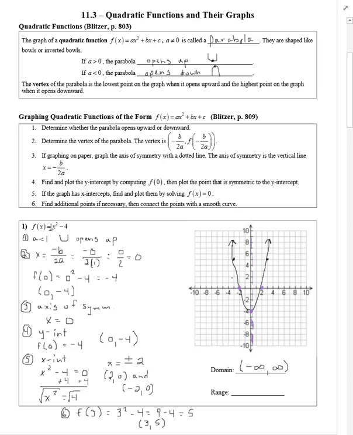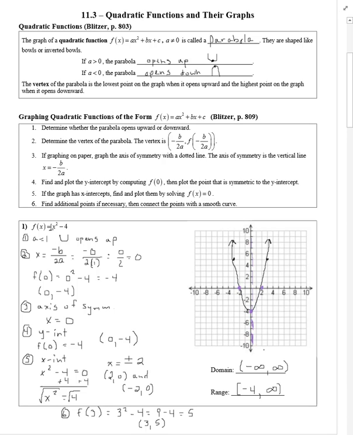Our range, you notice it goes up forever, but it doesn't go any lower than -4. The range is all the possible y values. So our range goes from -4, and we use the square bracket because -4 is included, to +infinity. And remember, whenever we use infinity, we use parentheses.